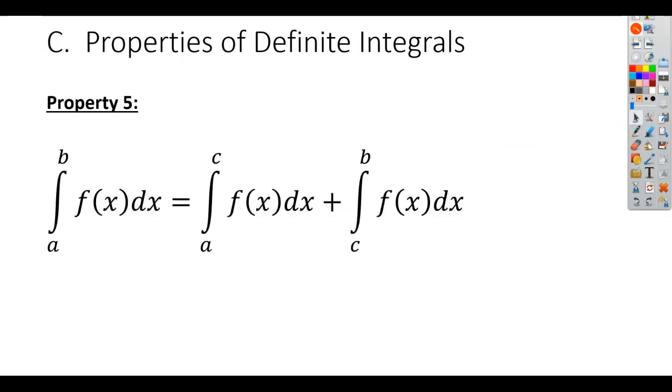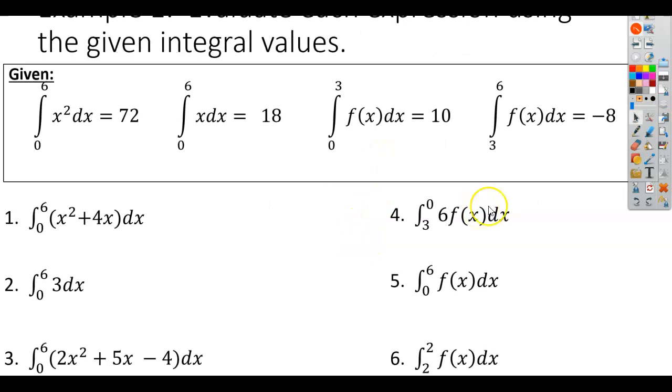It's this one. The integral from a to b is the same thing as taking the integral from a to c and adding that to the integral from c to b. In other words, if I find the area from 0 to 3 and the area from 3 to 6, and I put those two areas together, that's just going to tell me the entire area from 0 to 6.